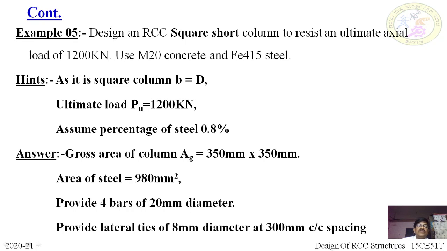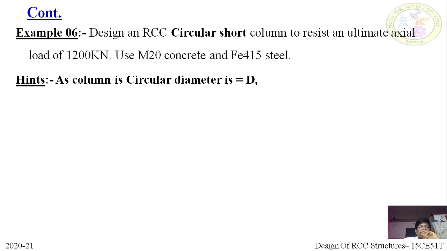Now we are given the ultimate load, not a working load. Assume the percentage of steel is 0.8. You can assume 1.2, no problem. For this, my assumed size is 350 by 350. Area is 980. 4 bars of 20 diameter. 8 mm dia lateral ties at 300 c/c. Again, I am going to give another problem. Its shape is circular. Load is 1200 kN.